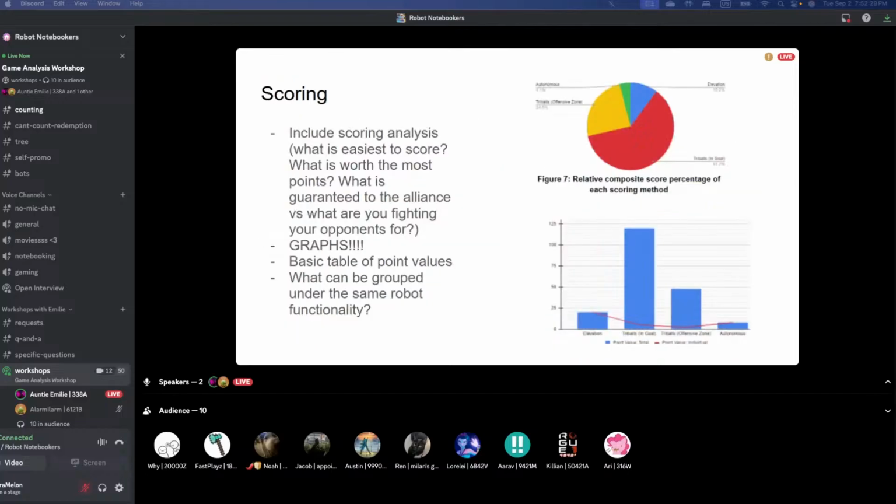The next section that you want to include is scoring. You definitely want to include analysis on your scoring. Don't just include your traditional table or pie chart, which I actually have in the top graph. That is the Over Under scoring breakdown. You don't want to just include that. You want to include some analysis on it, like what's the easiest to score, what's worth the most points, what is guaranteed to the alliance versus what are you fighting your opponents for.